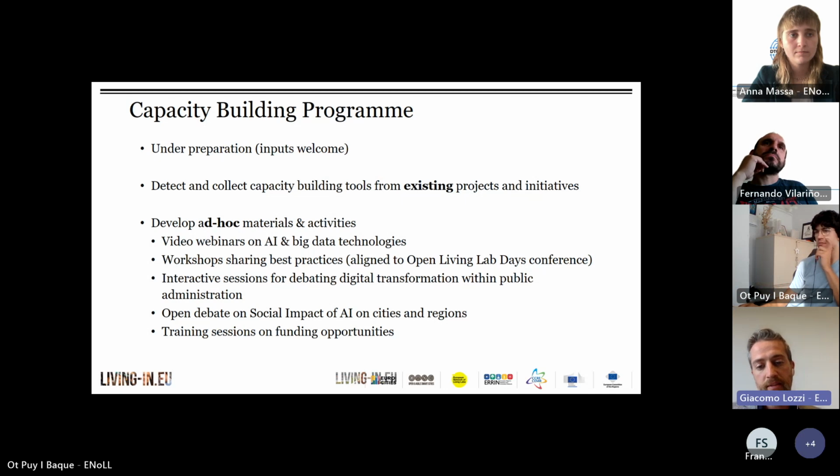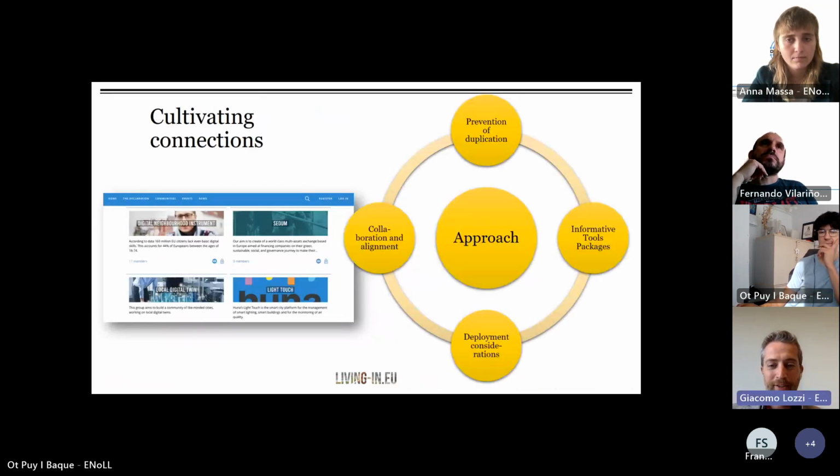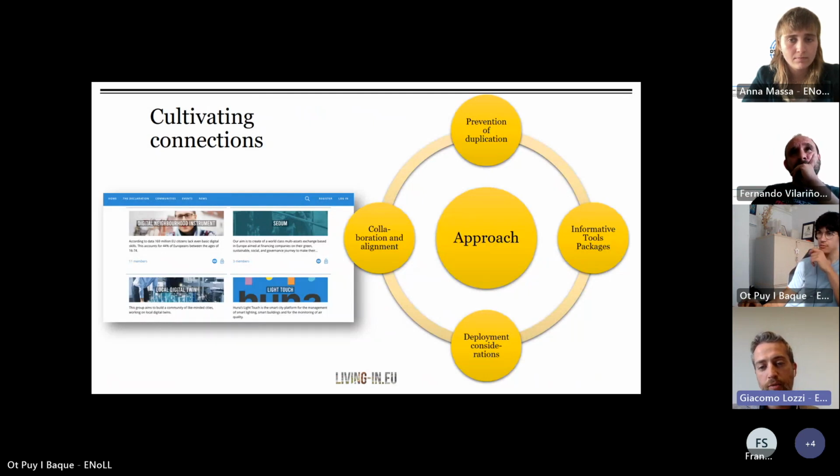Regarding the ad hoc materials and activities that we will prepare, there are video webinars, workshops, interactive sessions, open debates, training sessions, and so very different types of capacity building and informational activities. So as I mentioned before, the approach is to prevent the duplication of efforts.